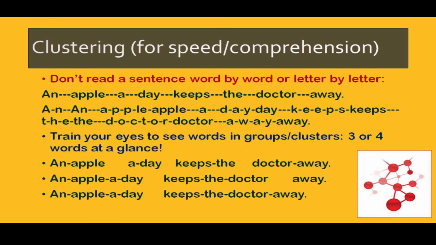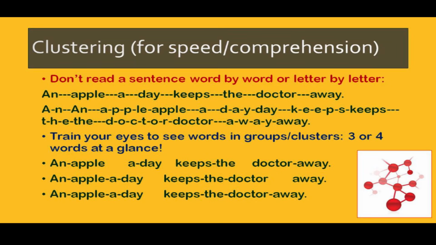Now, you can easily understand this is the rotten way of developing your reading speed and it's not going to help. This method has to stop. How can you stop this? Use the clustering method for speed and comprehension. How do you do this? Train your eyes to see words in groups, in clusters. Just group them, and then your eyes should again attract them in groups. That is 3 or 4 words at a glance.